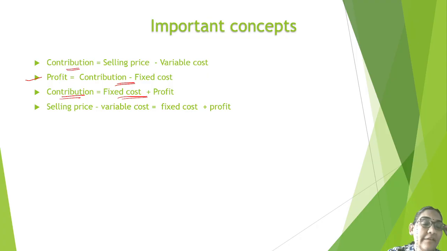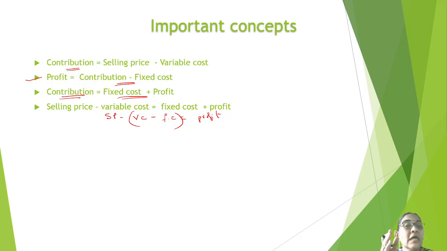So again, if you rearrange this, you will get selling price minus variable cost minus fixed cost will give you profit, right? So this variable cost and fixed cost is nothing but your total cost. So all you need to understand is what is contribution, how to arrive at profit from the contribution.